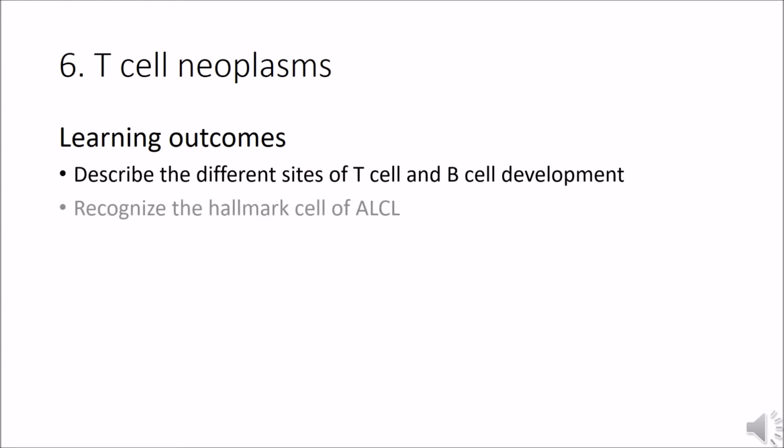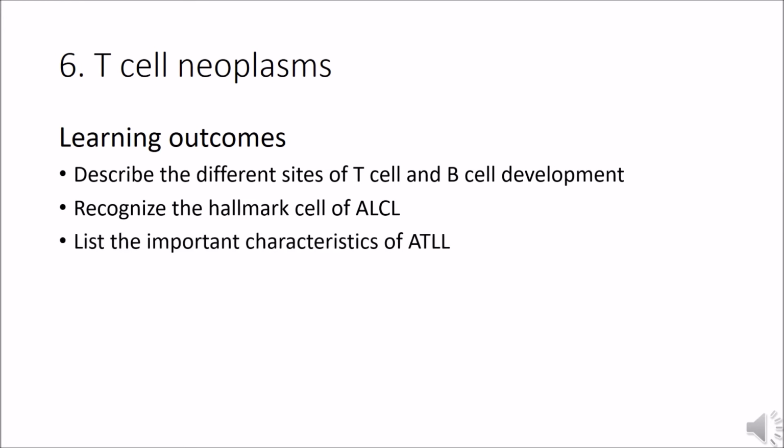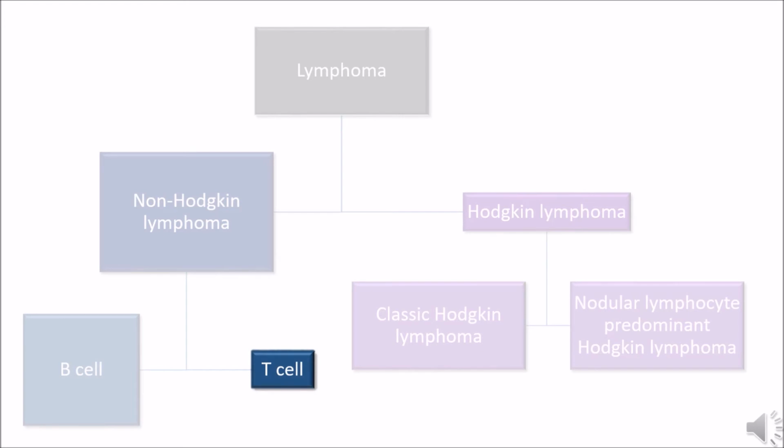By the end of this section, you will be able to describe the different sites of T-cell development, recognize the hallmark cell of anaplastic large cell lymphoma, and list the important characteristics of adult T-cell leukemia lymphoma. The last lymphoma group we'll discuss are the T-cell lymphomas, part of the non-Hodgkin lymphoma classification.